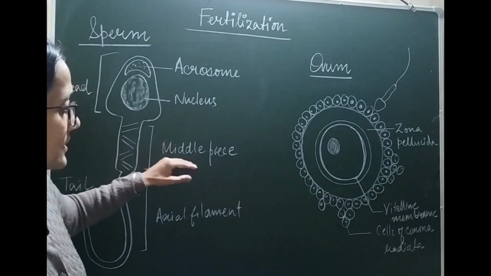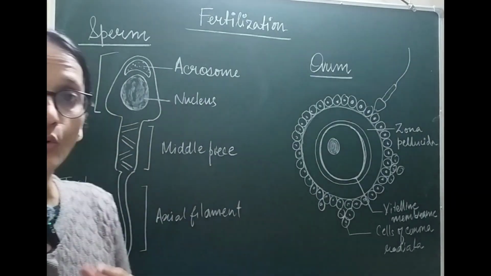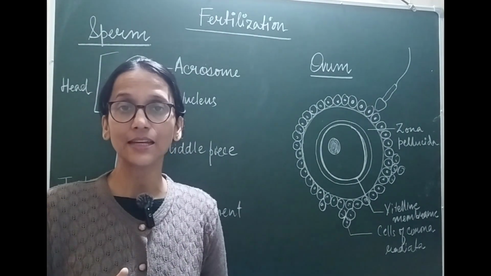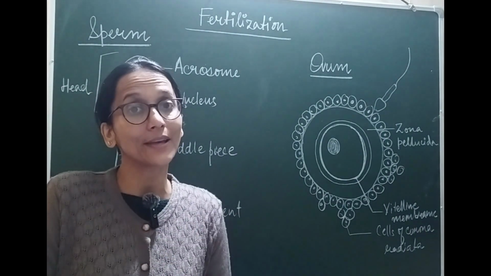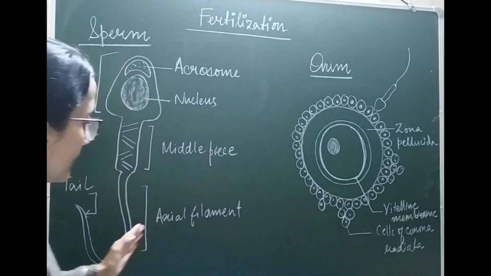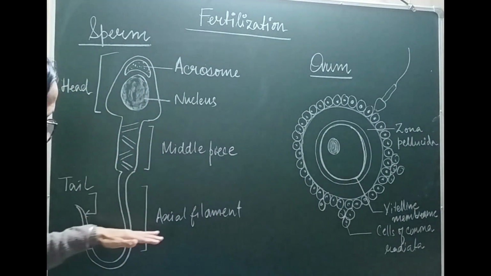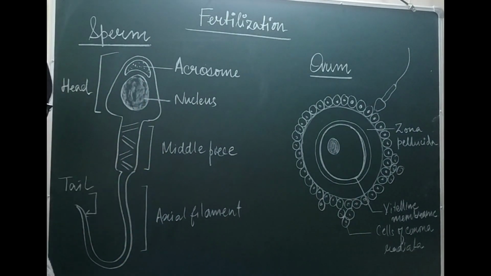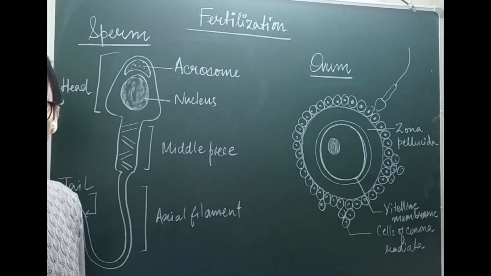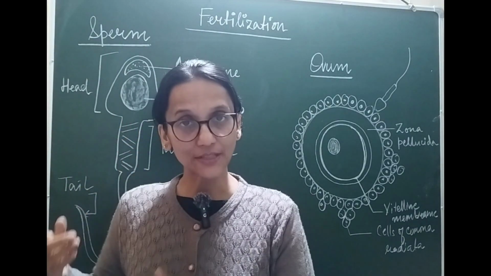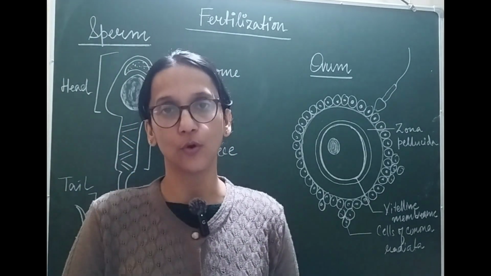The second half is called the middle piece, and this middle piece is loaded with mitochondria, and this is the area which produces energy required by the sperm to move. The third and the very important part of the structure is called the tail, and the upper thicker part of the tail is known as the axial filament. This part, or axial filament, and the tail helps in the propulsion of the sperm.